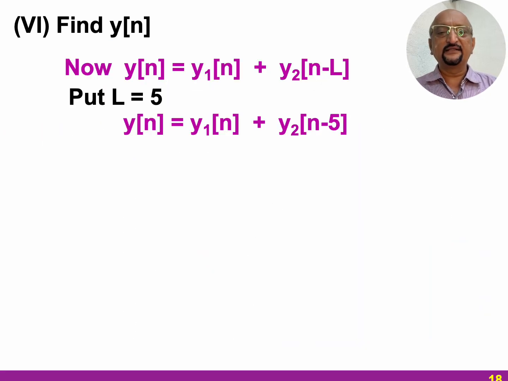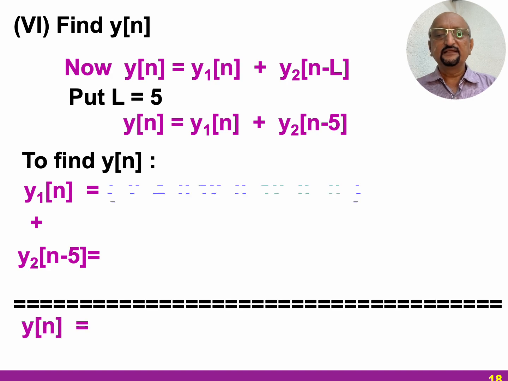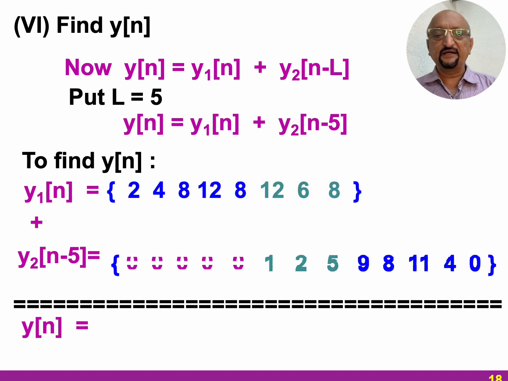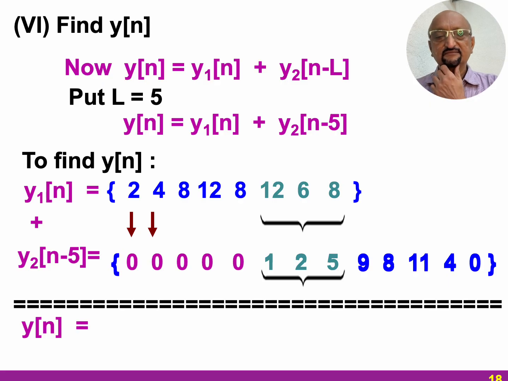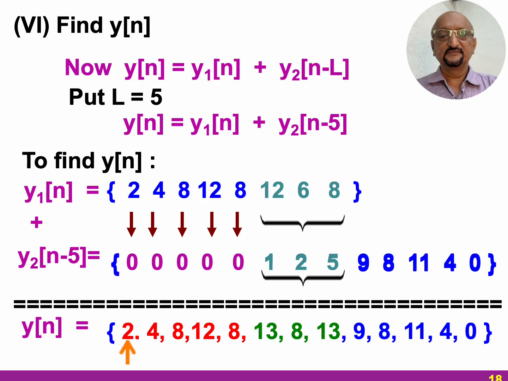So now we have to add these two signals by shifting the second signal to the right side by L. Here L is 5. First we'll take y1 of n. Then we'll take y2 of n shifted right side by 5. We'll take 5 zeros in the beginning, and then add each signal value one by one. You'll get this answer.